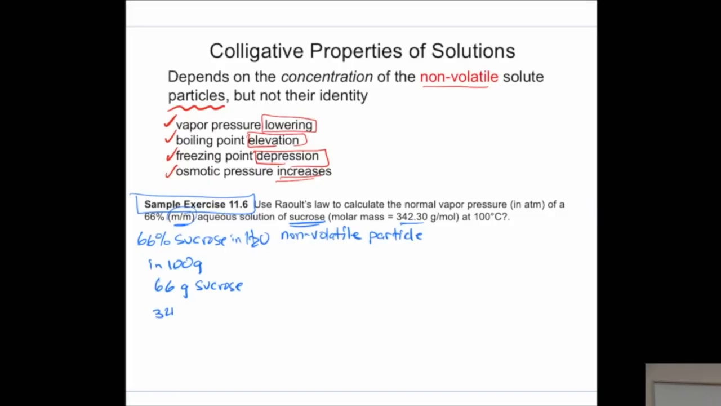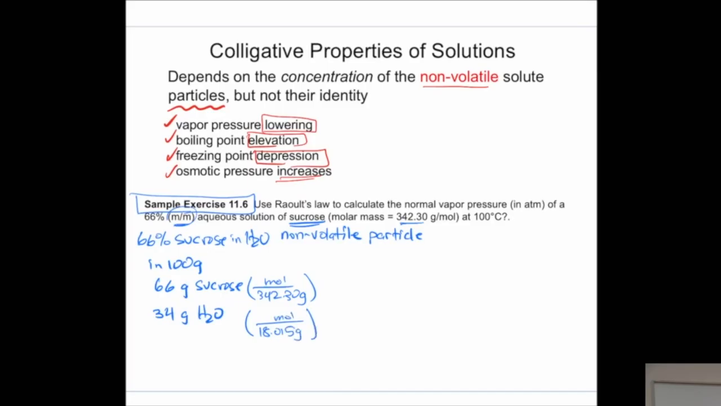That's just a way to decode this word problem. Let's get this into moles. So we're given the molar mass of sucrose. It's 342.30 grams per mole. Water, we know, 18.015 grams per mole.